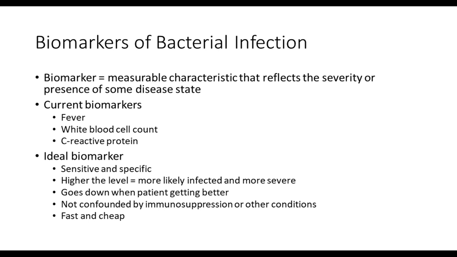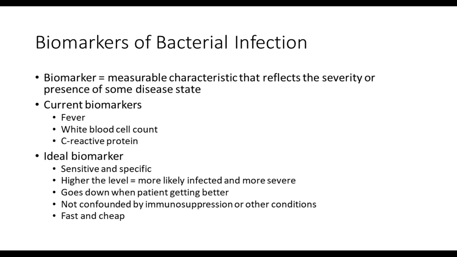Now, the ideal biomarker of infection, and it doesn't exist yet that we know of, is sensitive, doesn't miss anybody with a bacterial infection, and it's specific. It's not positive in people who don't have a bacterial infection. It'd be nice in this ideal biomarker if the higher it was, the more likely it was that someone's infected. And so a 0.2 would mean something different than a 2, and a 20 would mean something different than that.